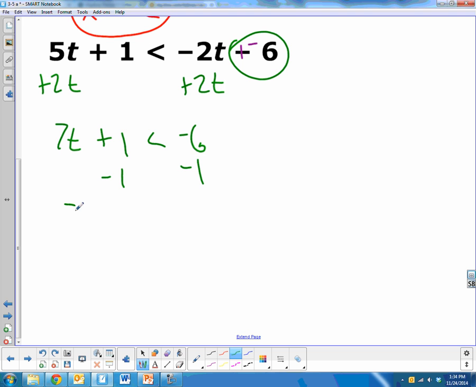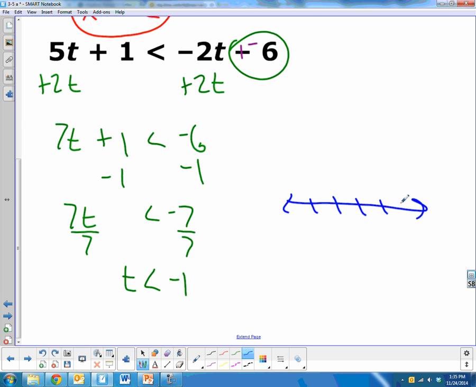and get that 7t is less than negative 7. Negative 6 minus 1, remember, is not 5, or negative 5. It's negative 7. Divide both sides by 7 to get t by itself. And since I divided by a positive number, I leave that symbol alone. Doesn't matter if it's negative 7 or not. If I divide by a positive number, we leave it alone. You can always prove that to yourself by picking a number and making sure it works.